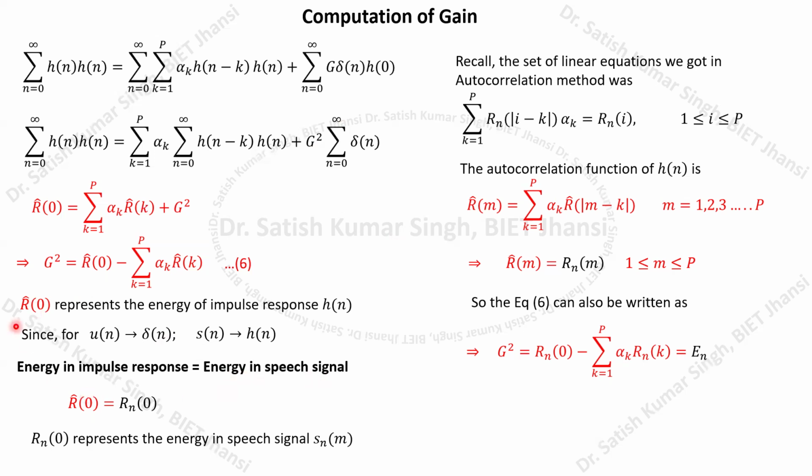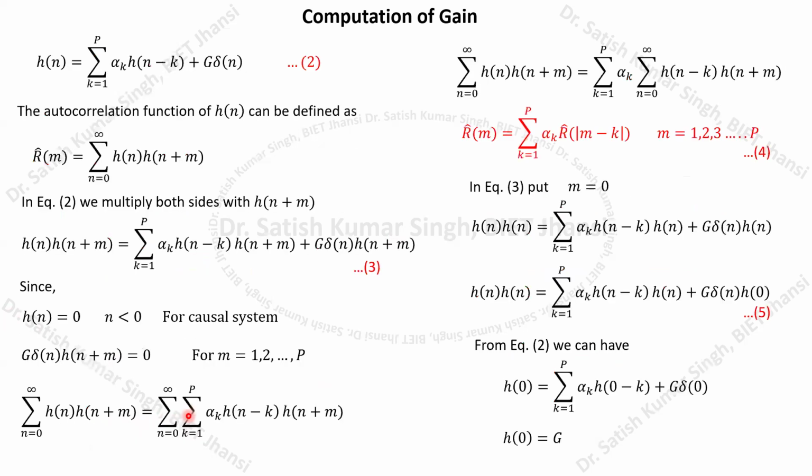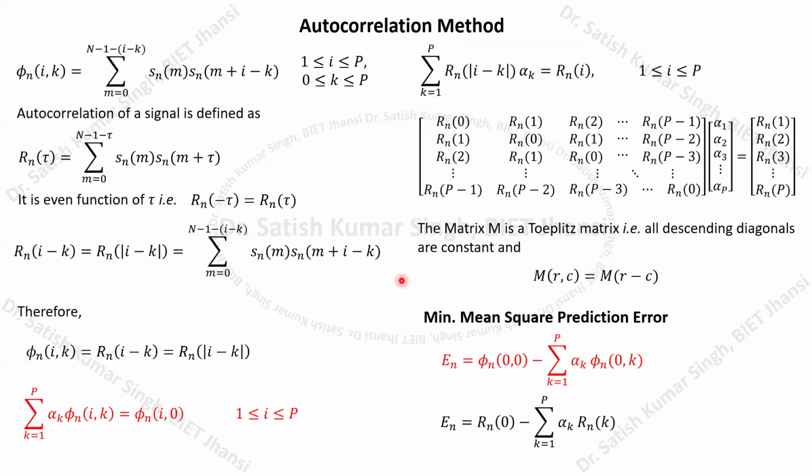Therefore, this R cap 0 can also be written as Rn 0. Please recall that in my previous lectures, we had already defined these terms while discussing the autocorrelation method. We had this equation for the minimum energy En, which equals Rn0 minus the sum over k equals 1 to P of alpha k Rn k. Here Rn0 is available because the mod of i minus k becomes 0. So this Rn0 denotes the energy of your speech sequence under that particular frame.